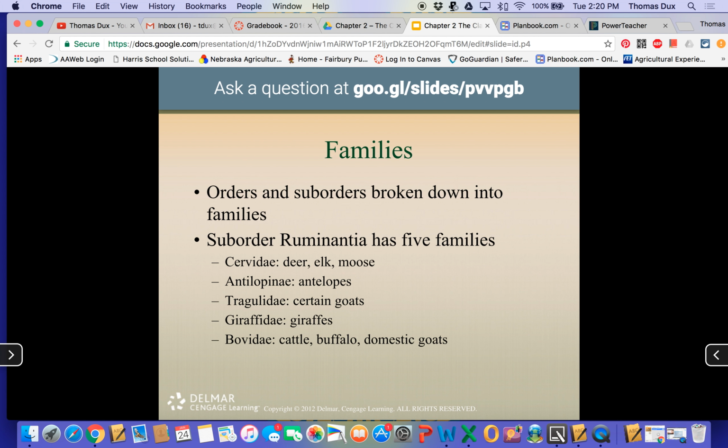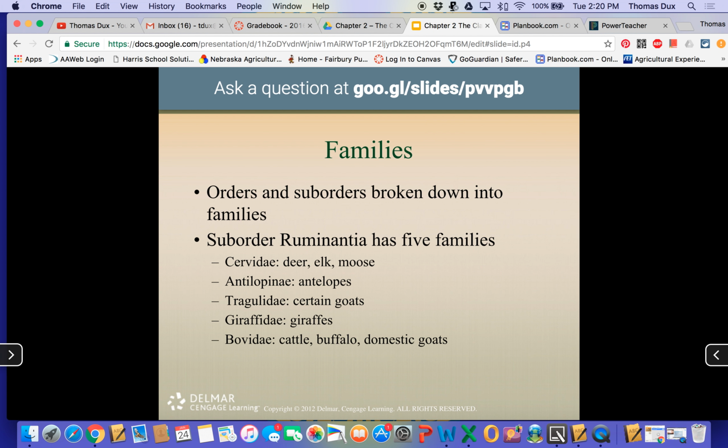Antilocapridae, antelopes. Tragulidae, certain goats. Giraffidae, giraffes. And then Bovidae, which I guess is what we would talk about as an agricultural animal, more is what we're talking about. Bovine would be cattle, buffalo, or domestic goats. So now we have goats and cattle in the same family.